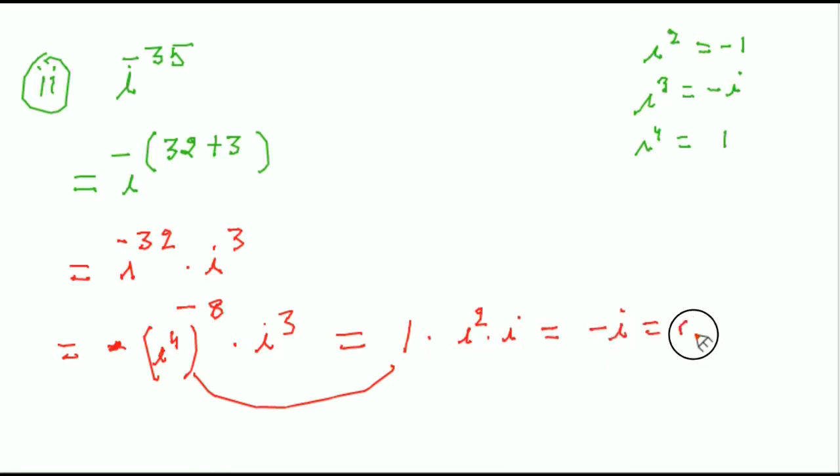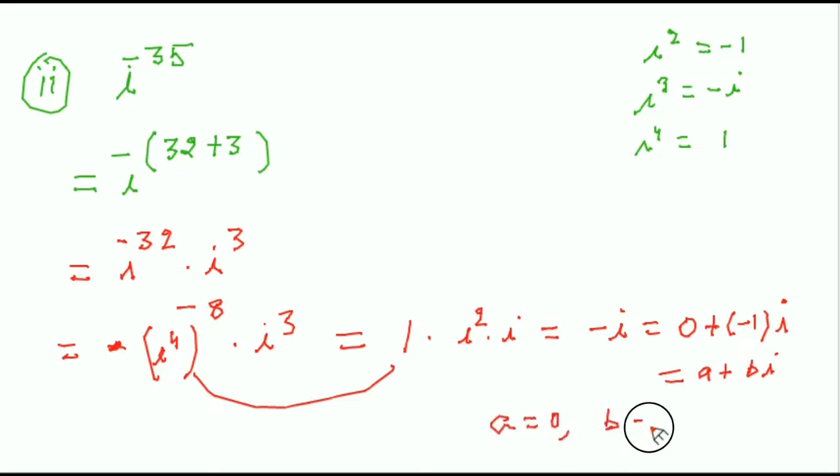So here you can write 0 plus minus 1 into iota, and you can compare with a plus b iota. So a equals 0 and b equals minus 1. I am going to repeat again. If you have any number, just write a multiple of 4, like 4 to the power n plus some number.